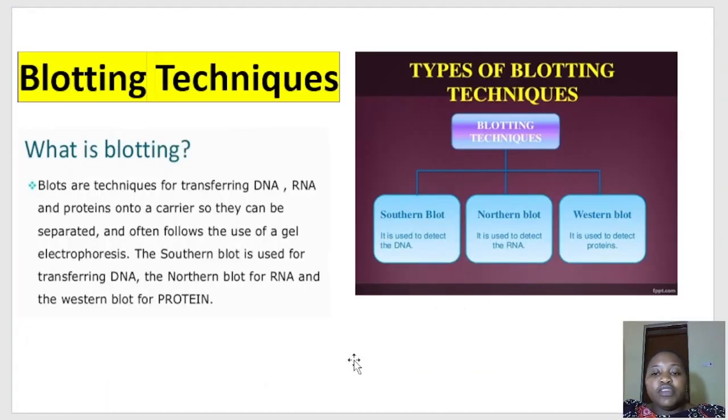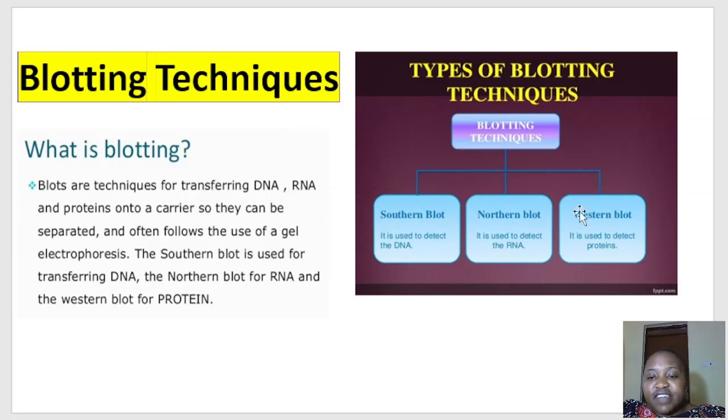Now we go to blotting techniques. There are many, but we will look at just one. So blotting just means a method of transferring DNA. You can transfer DNA, RNA, and proteins onto a carrier membrane so that it can be separated. And this usually will follow what we call gel electrophoresis.